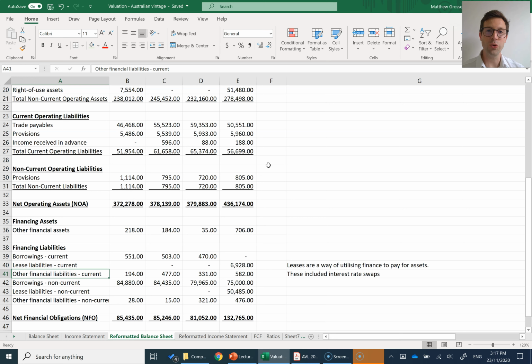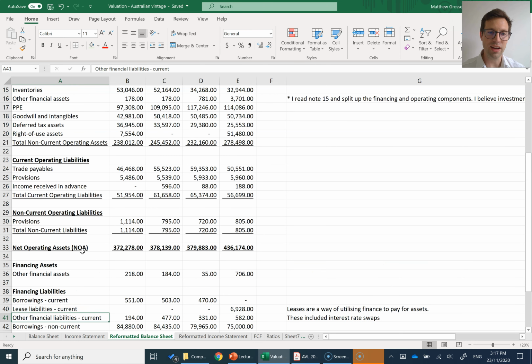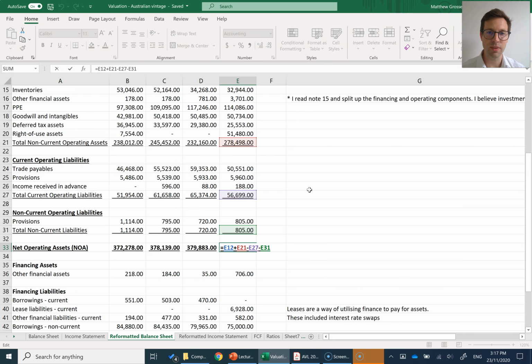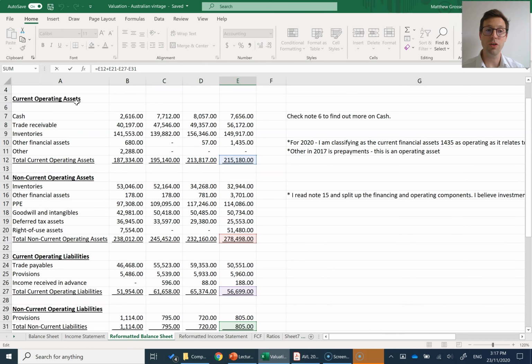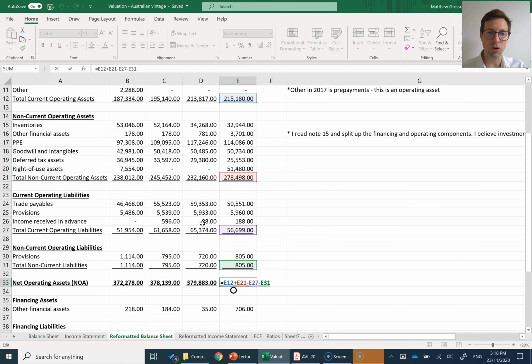So now that I've gone through all my assets and liabilities and classified operating and financing, to calculate net operating assets, it is my current operating assets plus my non-current operating assets. So I get the total operating assets. Then I minus off the current operating liabilities and the non-current operating liabilities to get my net operating assets. So it's my operating assets minus my operating liabilities. That gives me net operating assets.